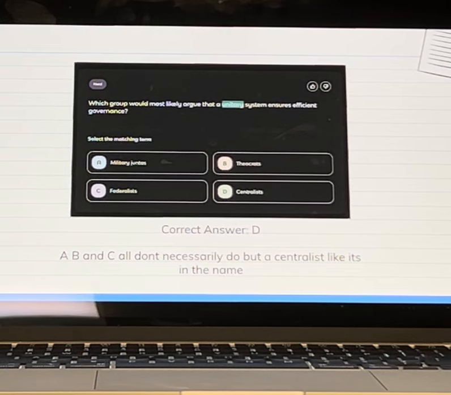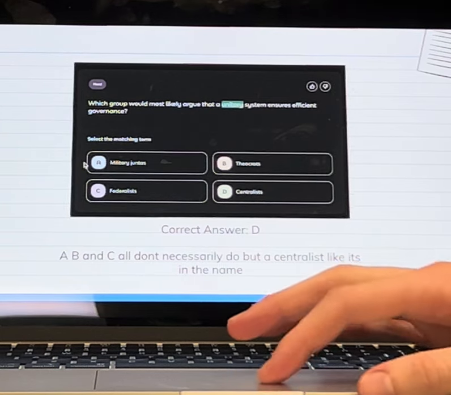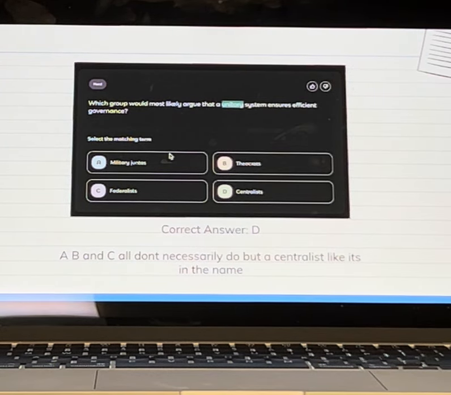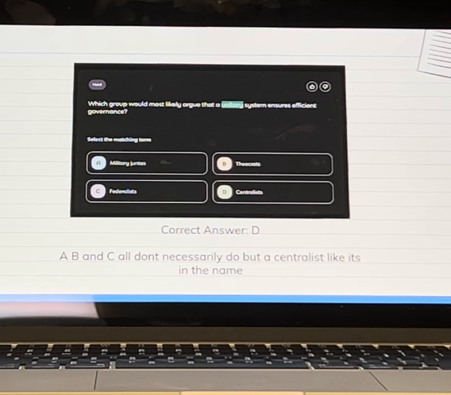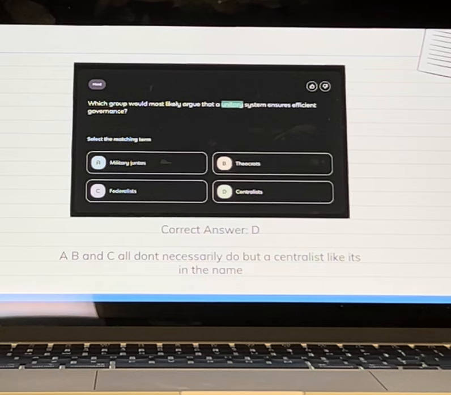The answer is D. This one's actually kind of hard. So a military junta, this one will confuse you because that's kind of what's happening in the coup d'etat thing in Brooks' presentation. But all of those people, they don't say anything about unitary versus federal. This is about the military. A theocrat is about religion. A federalist is about federalism. And a centralist is about a central government. So this one, you have to really think literally.